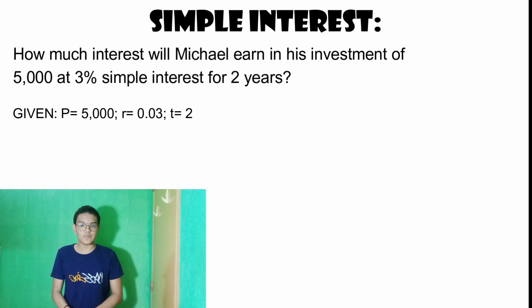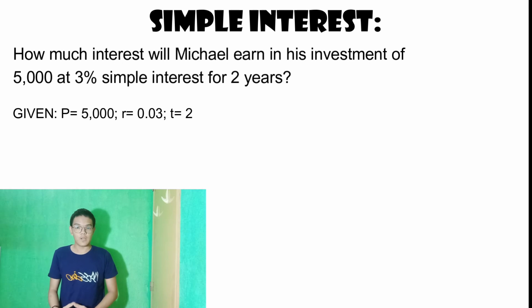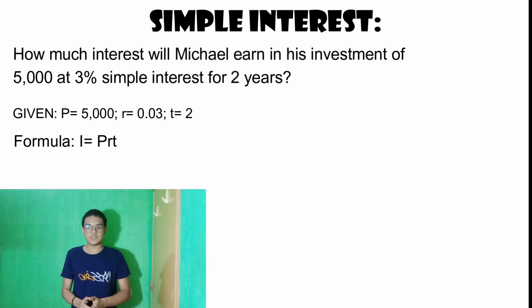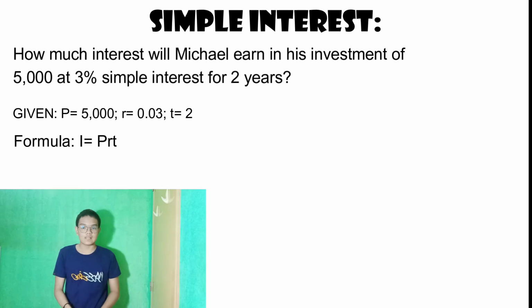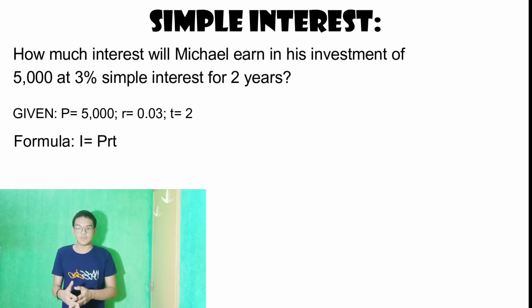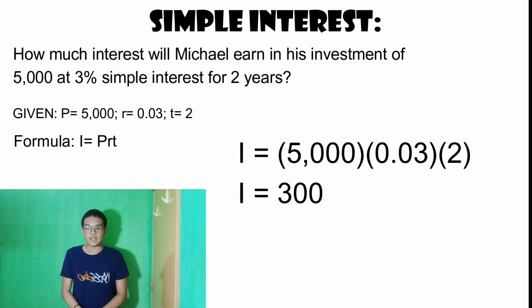The formula that we will use in this problem is interest equals principal multiplied by rate of interest times time. Now that we know the formula, let's substitute the given values. So it will become 5,000 times 0.03 times 2, which will give us 300. Therefore, Michael's investment will earn an interest of 300 pesos in 2 years.